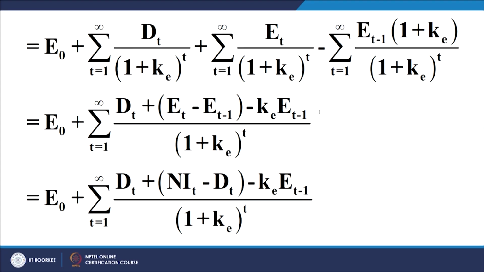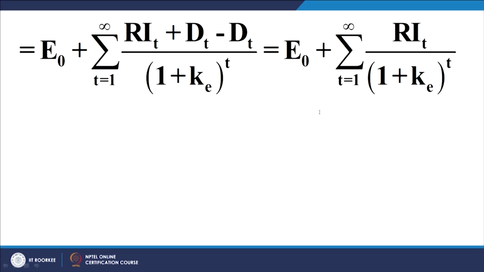Now, this dt and minus dt cancel out. What we are left with is nit minus ke e to the power t minus 1, which is nothing but the residual income. So, the formula that we get is here on the right hand side of your slide: E0 plus the present value of the future stream of residual income, the discounting being done at the levered cost of equity. I repeat, the value of equity of the firm is equal to the current book value plus the present value of the future stream of residual income discounted at the levered cost of equity.